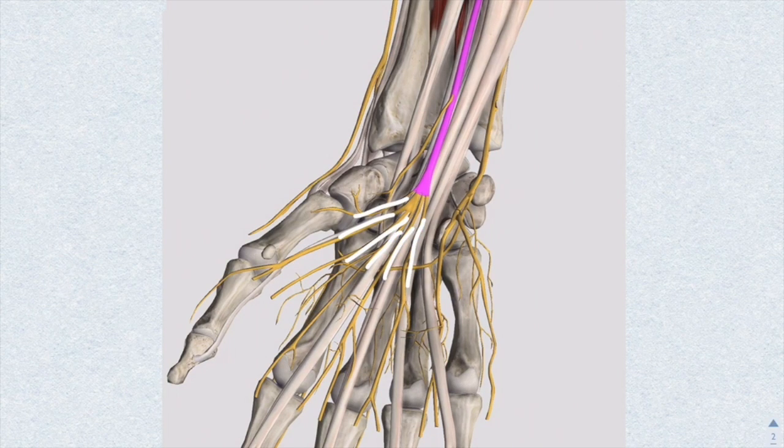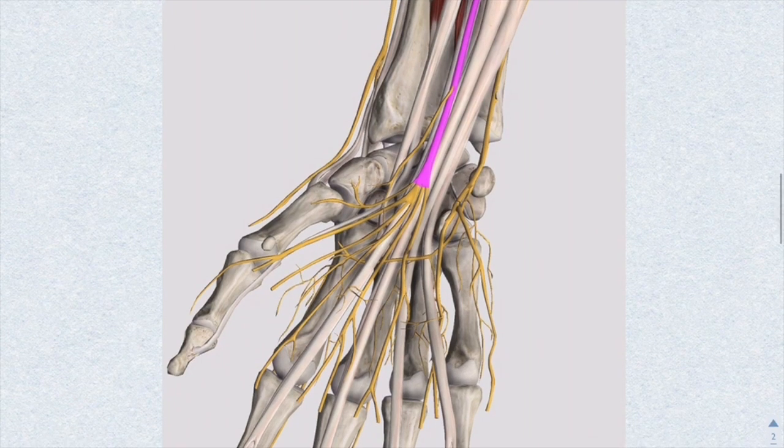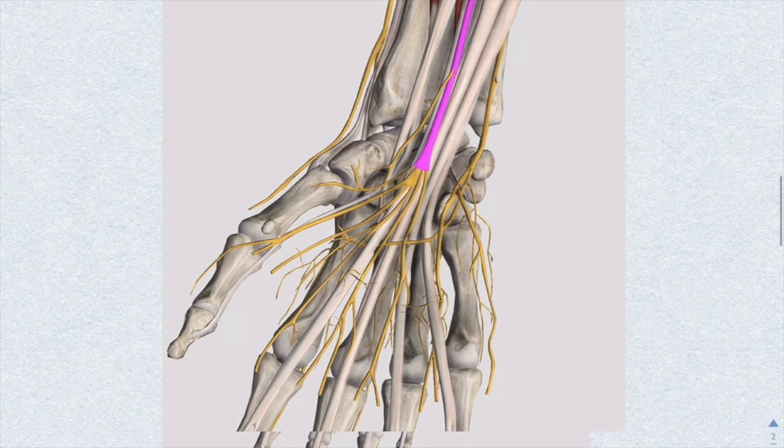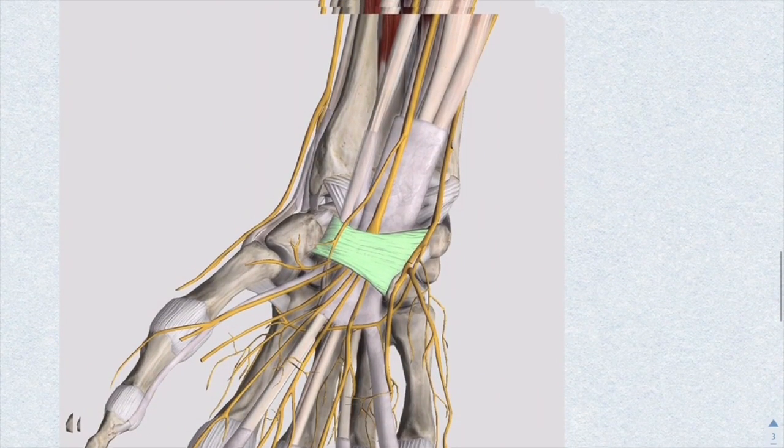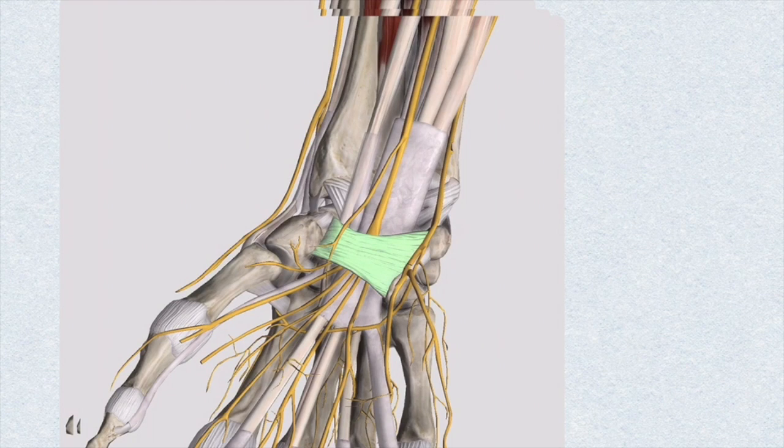So I'm trying to illustrate here all the branches and kind of where those go in relation to those tendons I was just talking about. So this should help you get a little bit orientated so that you'll understand how the median nerve might get compressed.